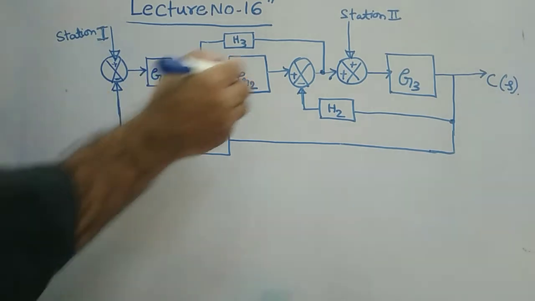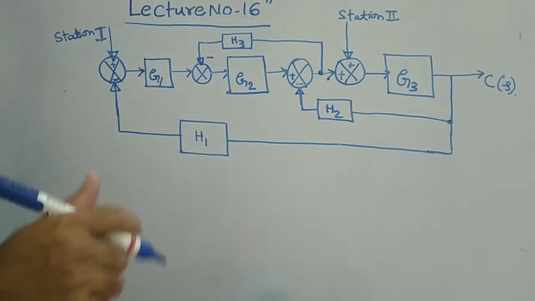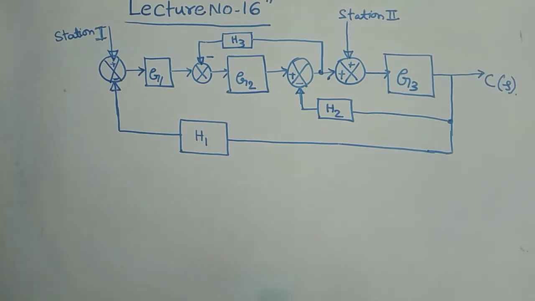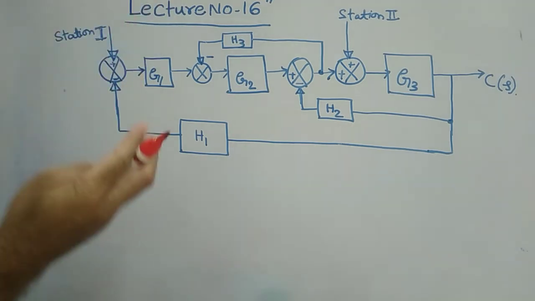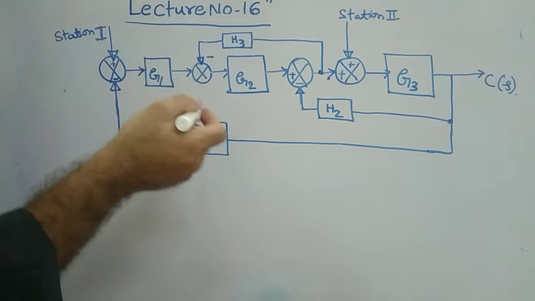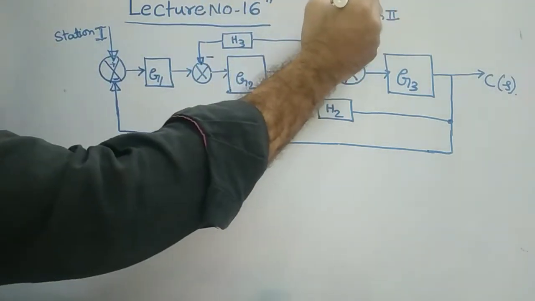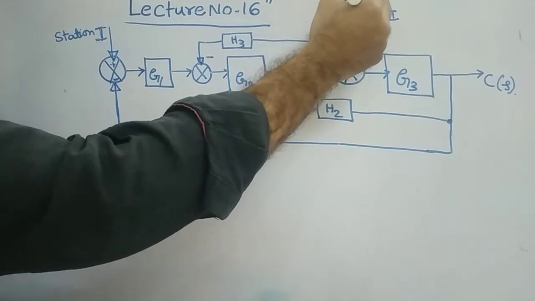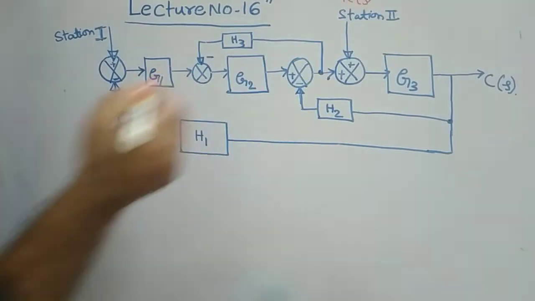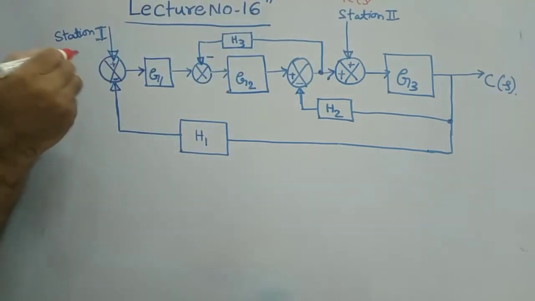In today's presentation, assume that your R of S is connected to station 2. By the way, it is a continuation of the previous presentation. So assume that this is your R of S now. Your R of S is given at station 1 or station 2. Then what do we have to do?